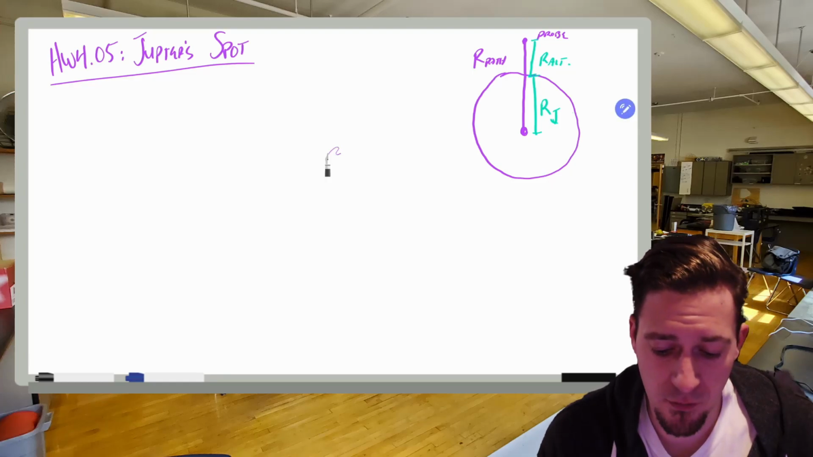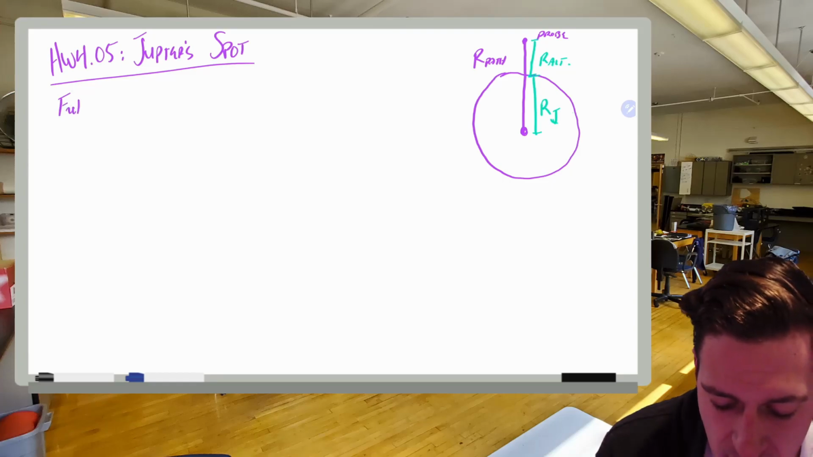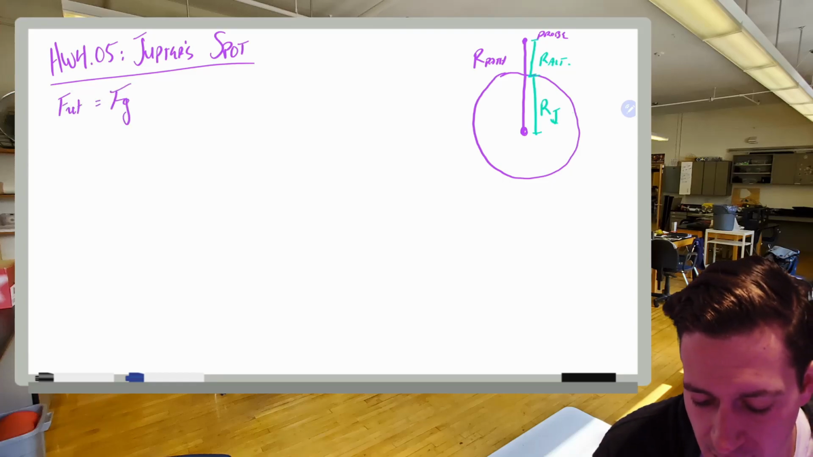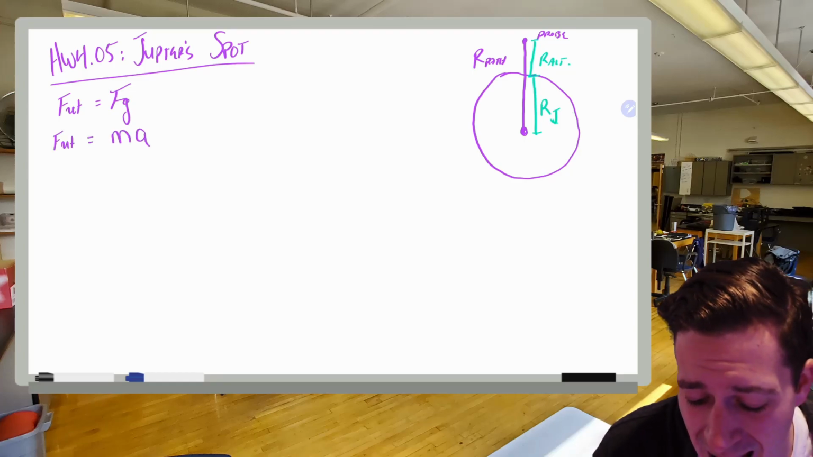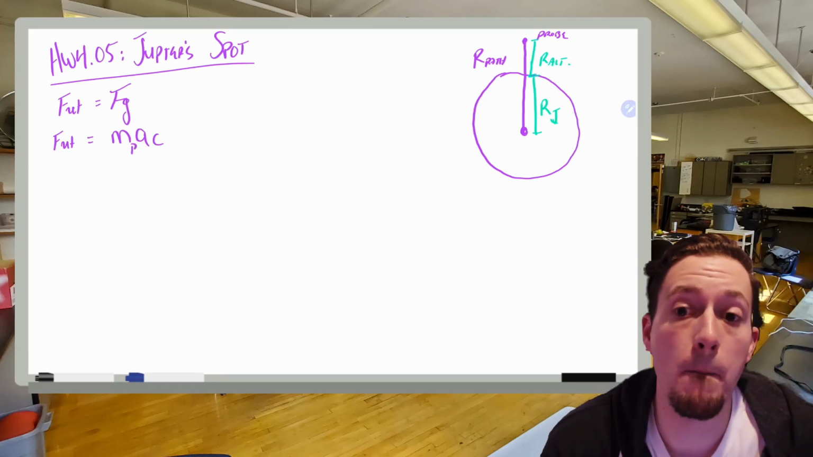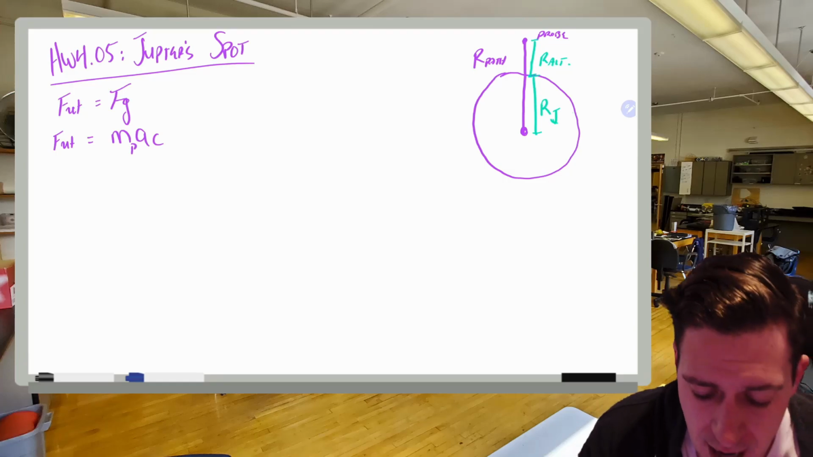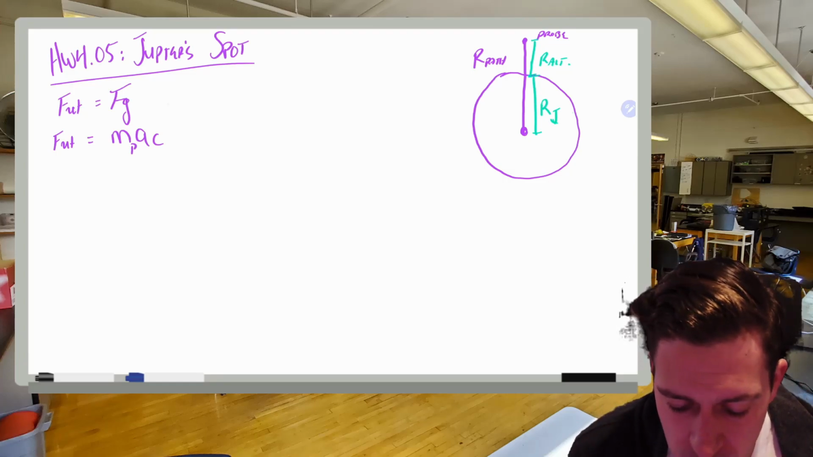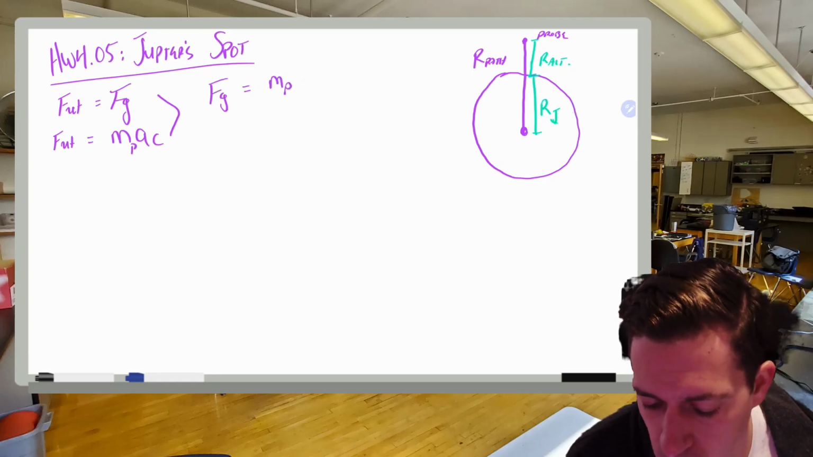Now, if I try to set this up, let's start like we would any problem. Making an FBD for this, you certainly can, but it's just FG that's acting. So the F net acting on the probe is going to be FG. And I hope at this point we understand that it's going in a circle. So F net is m a c. And again, with m, this is always the probe, the thing going in a circle. From here, I'm going to set these two equal to each other, like we frequently do. So FG is the mass of the probe times a c, and this would be v squared over r.